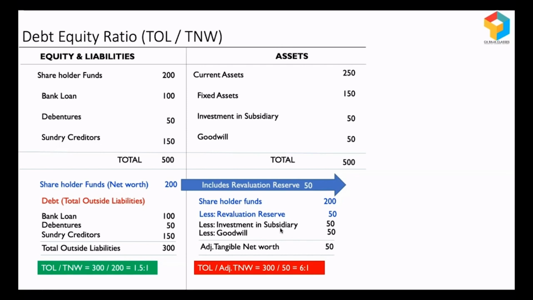So most of the banks, they have this ratio as well. So they not only just look at TOL by TNW, they'll also see what is behind this. Okay, what is the reality, what is the exact face of this business, and that gets communicated through TOL by adjusted TNW.